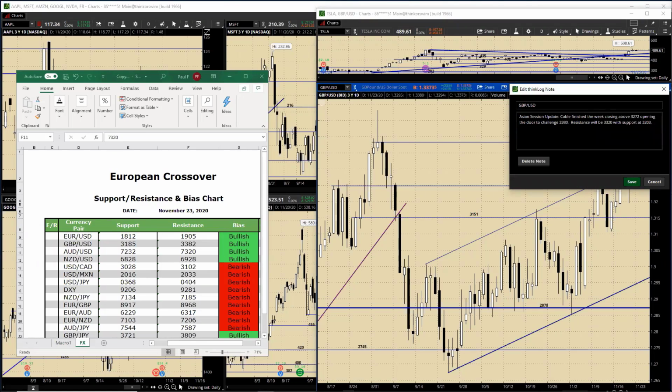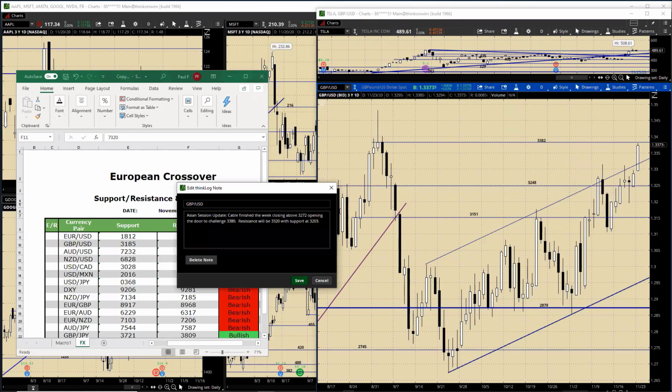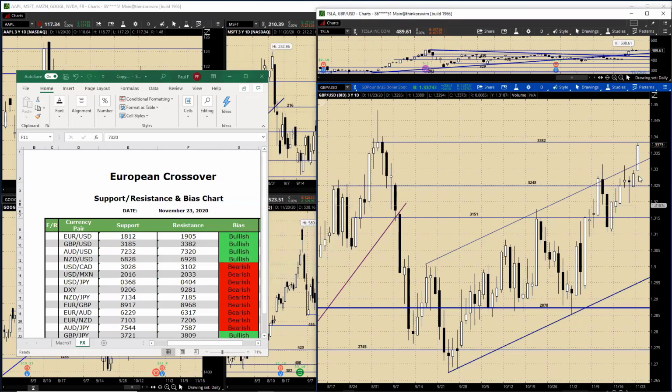Cable finished the week closing above 32.72, opening the door for a move to challenge 33.80. Well, there's a 33.80. And I put the resistance would be 33.20, but we've already broken through that, and we've really launched off. This is really key, that 33.82, and obviously the support down here would be meaningless. So 33.82, and then support, let's go to a 2-hour chart.